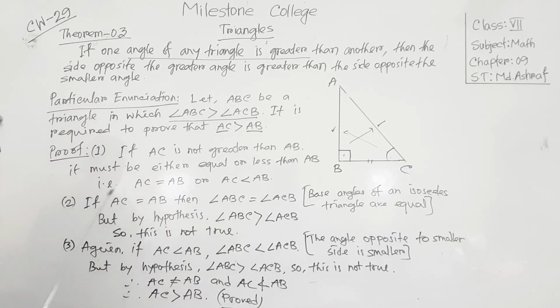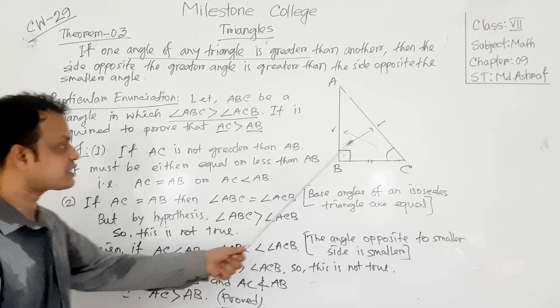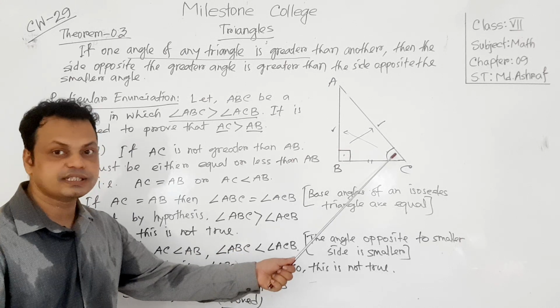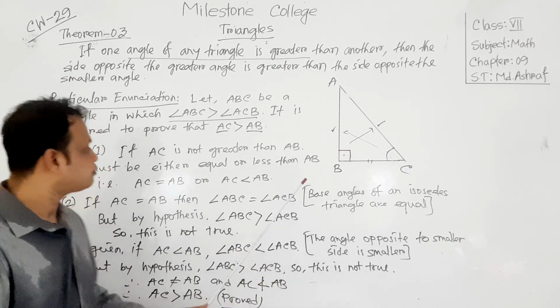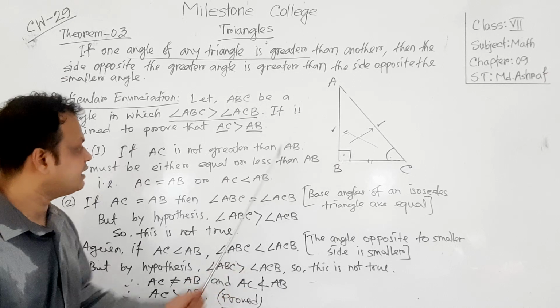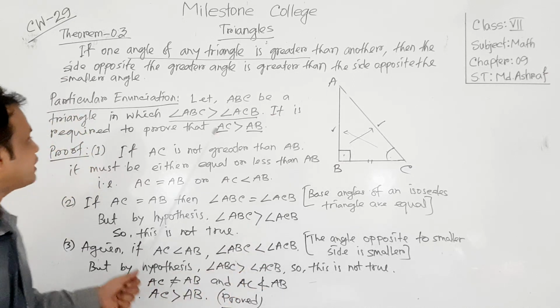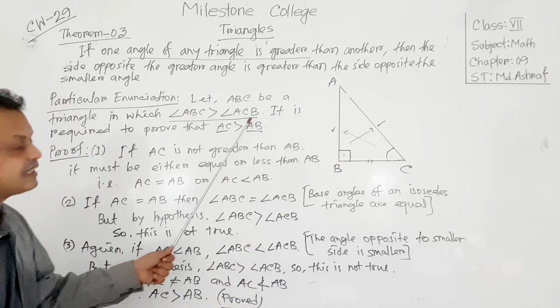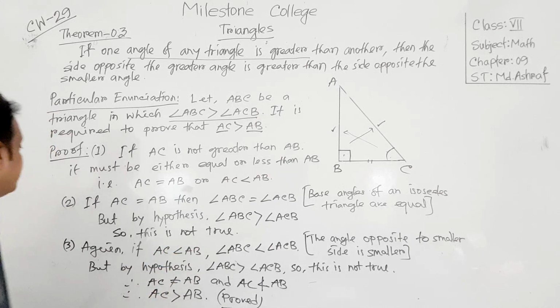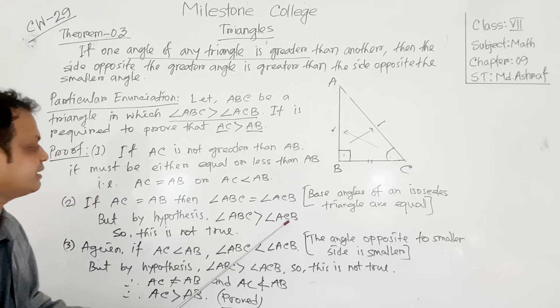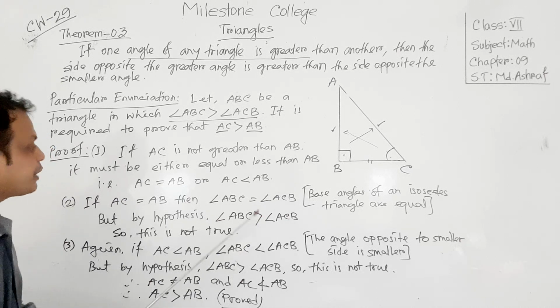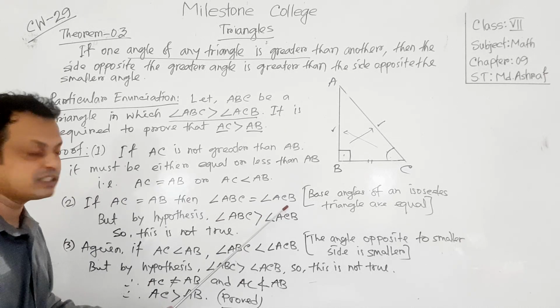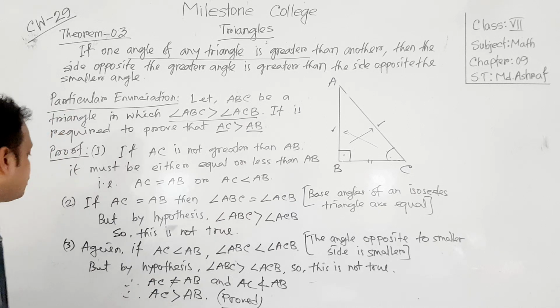Now at first consider this case, AC equals AB. As it is an isosceles triangle, this angle and this angle are supposed to be equal, so angle ABC and angle ACB will be equal. But what have we got? Angle ABC is greater than angle ACB, by hypothesis. So we cannot say this is right. This is not true.